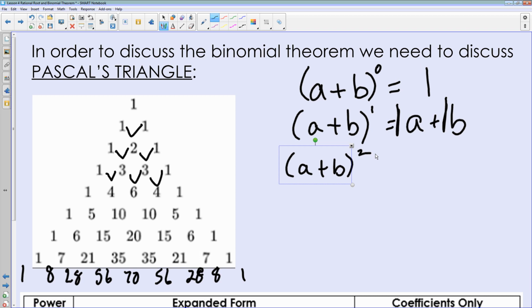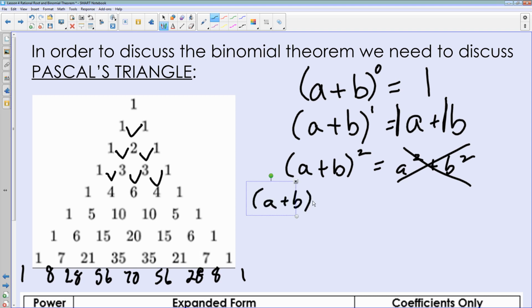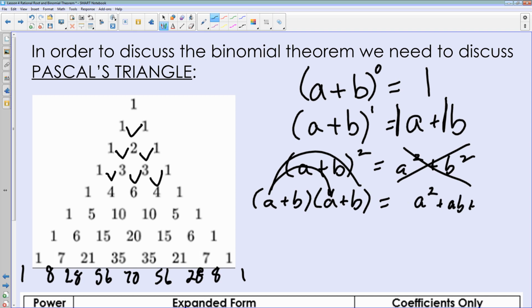Now, A plus B squared. A lot of people make this mistake, I see it again and again. It's bad math. A plus B squared is not A squared plus B squared. That's terrible math. You can't distribute the squared. A plus B times A plus B looks like this, and you actually have to multiply it out. So we end up with A squared plus AB plus BA, but remember BA is the same as AB, plus B squared. So that gets us A squared plus 2AB plus B squared.